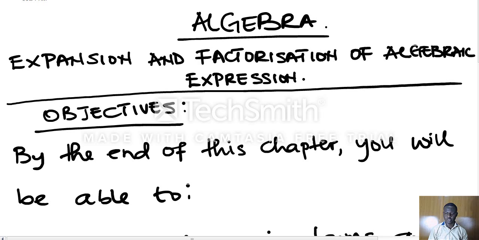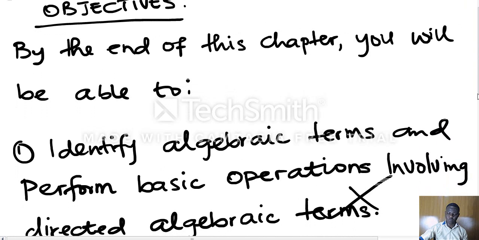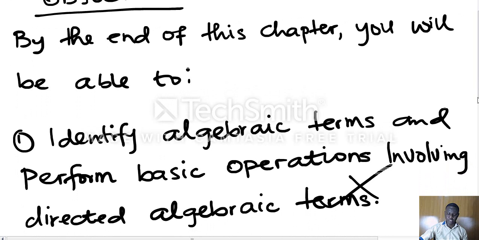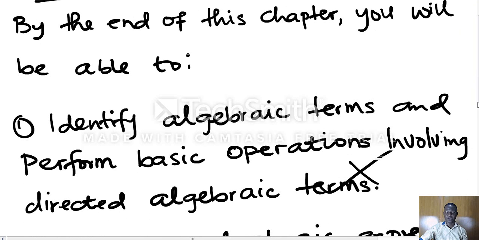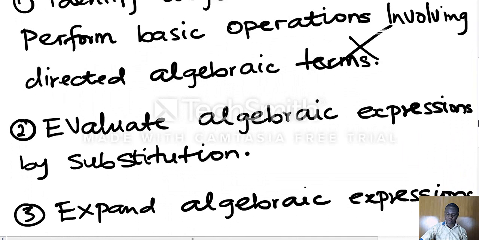Today's class is a continuation of our previous class on algebra, where we said we'll be looking at expansion and factorization of algebraic expressions. At our previous class, we looked at identification of algebraic terms and performing basic operations involving directed algebraic terms. Today we are going to be looking at evaluation of algebraic expressions by substitution, which happens to be our second objective on the course.